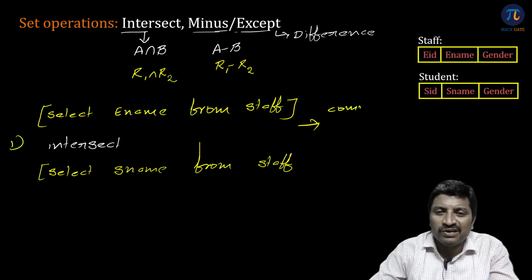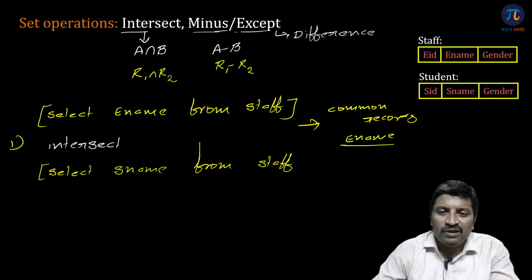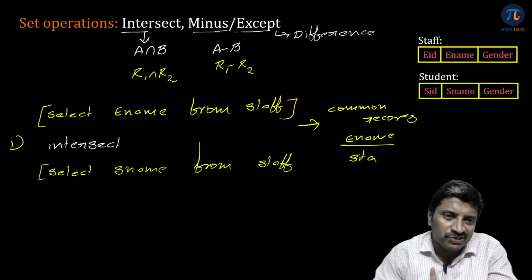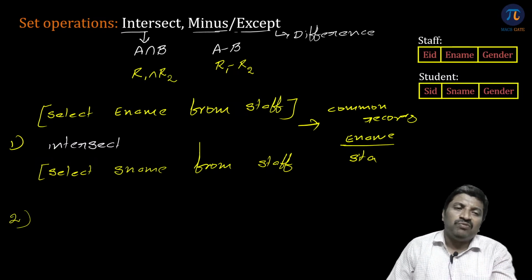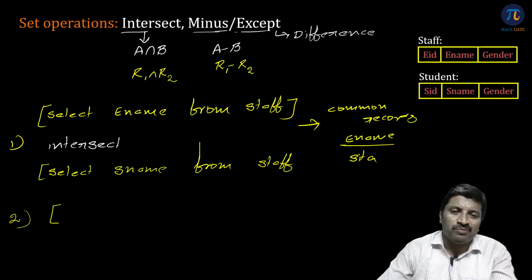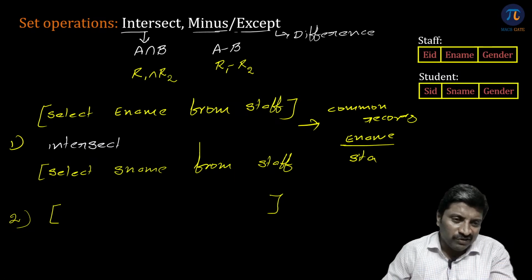What are the common records for these two tables? The first table heading is e-name. Let us consider the same records from the previous example. I think Sita is common. Suppose I want the difference. What is the difference? With the same example, you can write it with a bracket, and here we write minus.